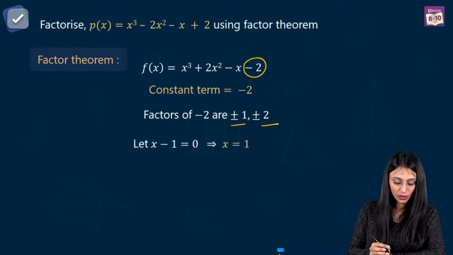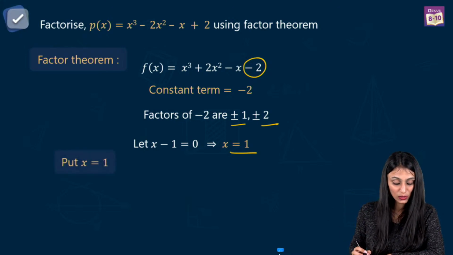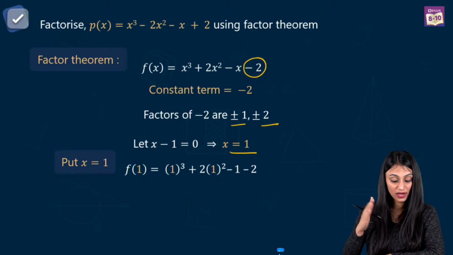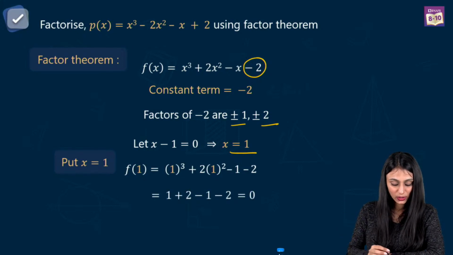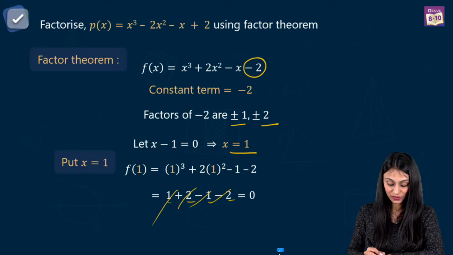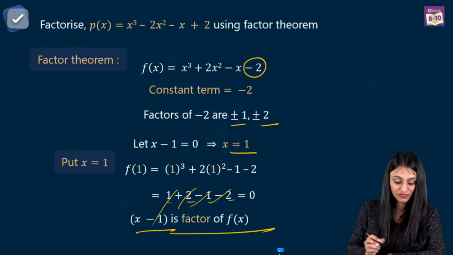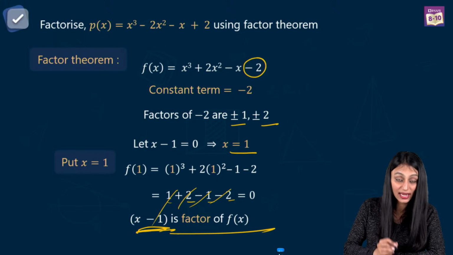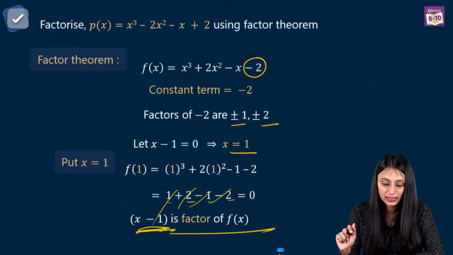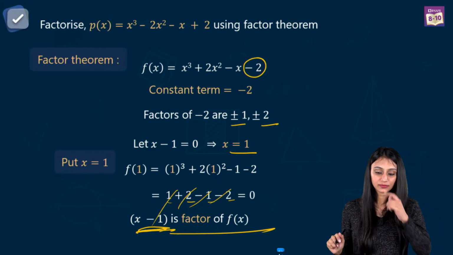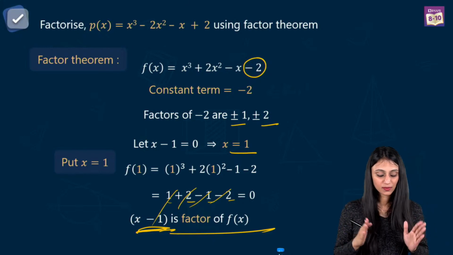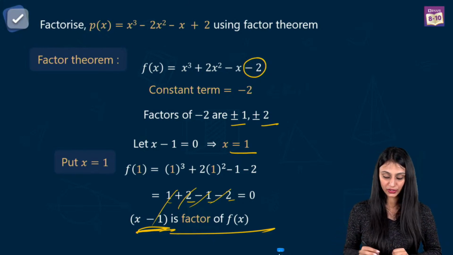So let's find out 0 from here. One by one we check for all of them. x minus 1 is equal to 0, so x would be equal to 1. Let's put 1 in this wherever we have x. So what do you get? You get plus 1, plus 2, minus 1, minus 2. All this gets cancelled out. You have 0. I can say that x minus 1 is a factor of f(x). Do not forget to change the sign here. It is x minus 1. So x minus 1 is a factor of f(x) over here.